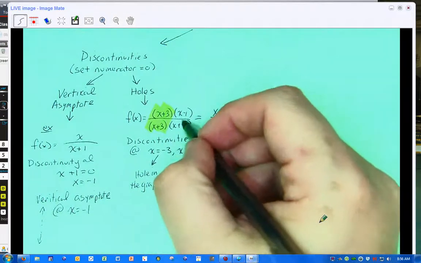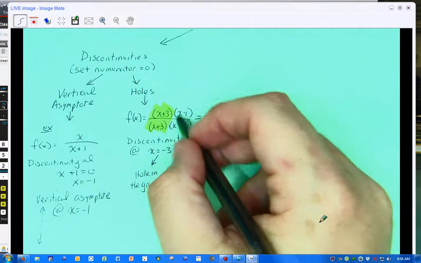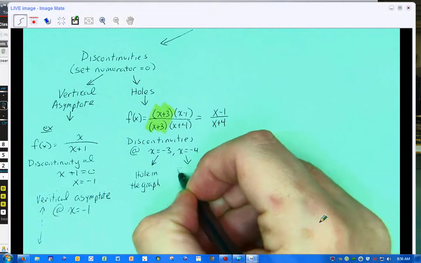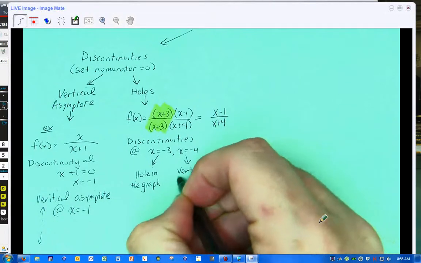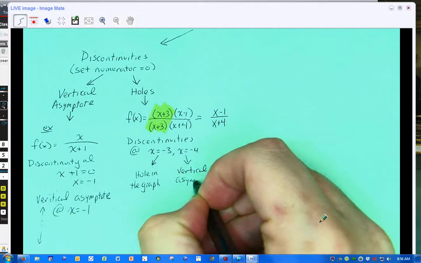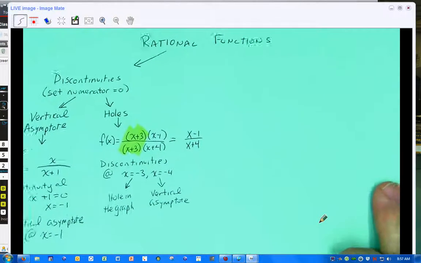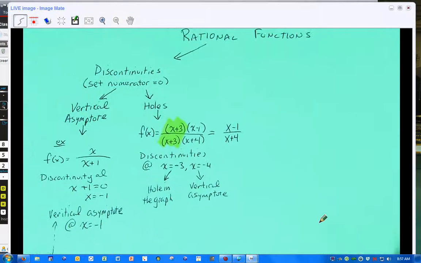Now, since x plus 4 here cannot be divided out, we can say that this is going to be a vertical asymptote. So the first thing you do is you find your discontinuities and you go from there.